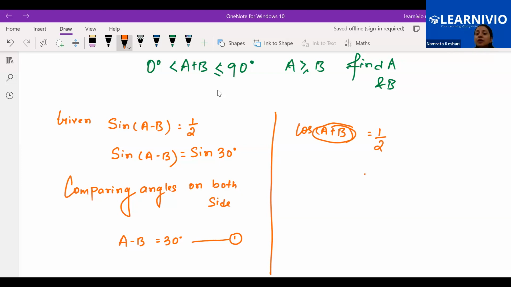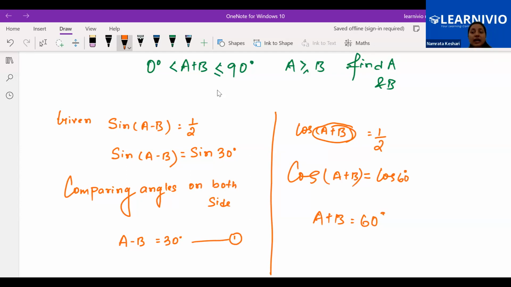And hence we are going to write 1 by 2 as cos of which degree? Is it 60 degree? Yes, 60 degree. Now we can compare the angle A plus B with the angle 60 degree, and we can say that A plus B is 60 degree.